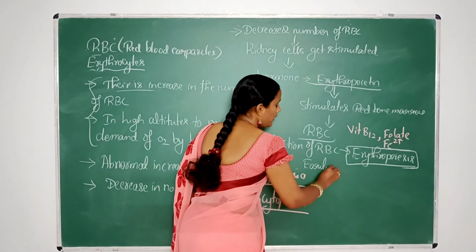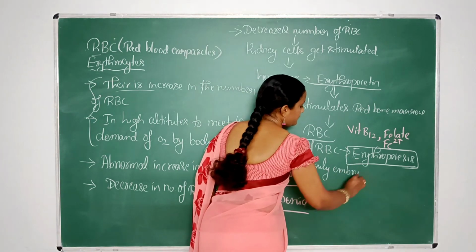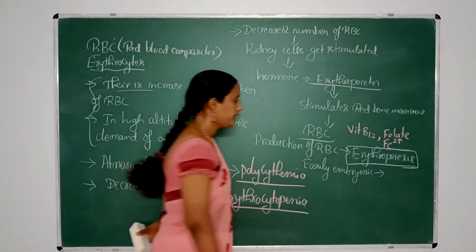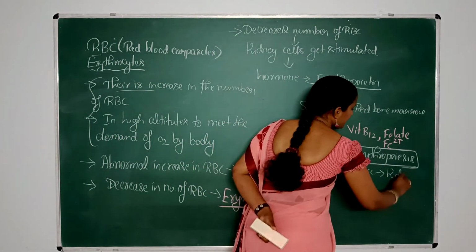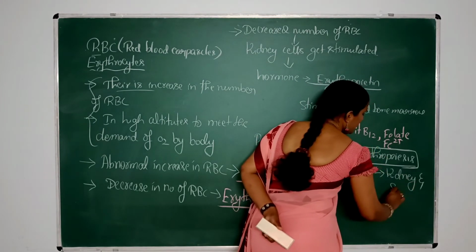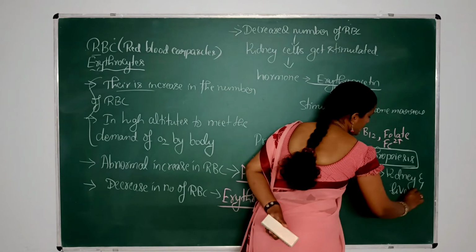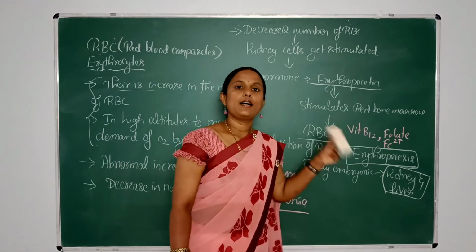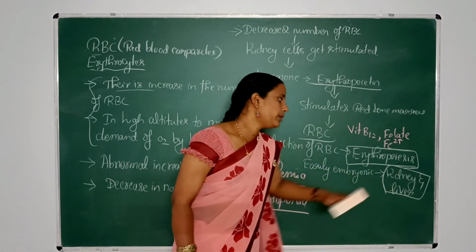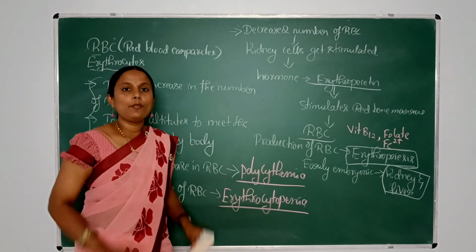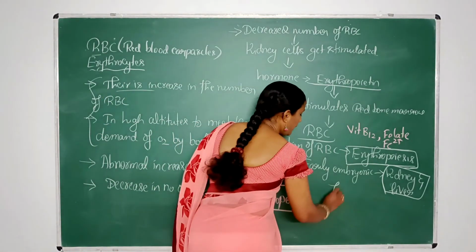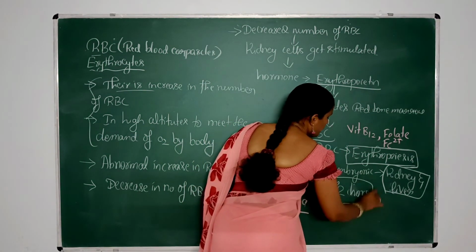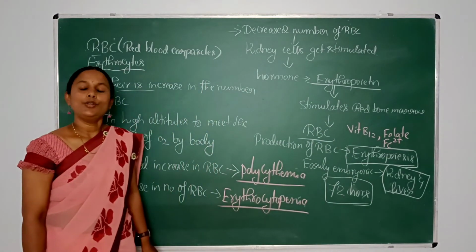in the early embryonic stage, the erythropoiesis process takes place in the kidney and liver. So these terms you should remember. In adults, it takes place in red bone marrow. In early embryonic stages, it takes place in the kidney and liver. And this erythropoiesis process takes about 72 hours; it will get completed in 72 hours.